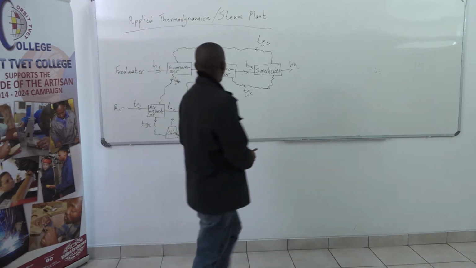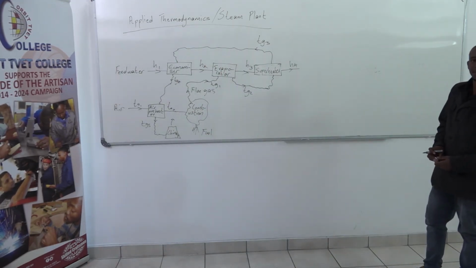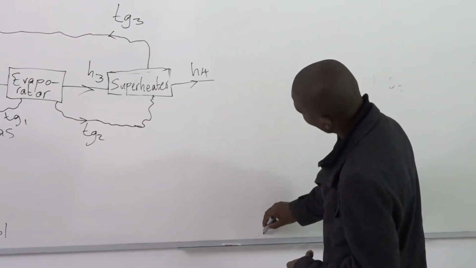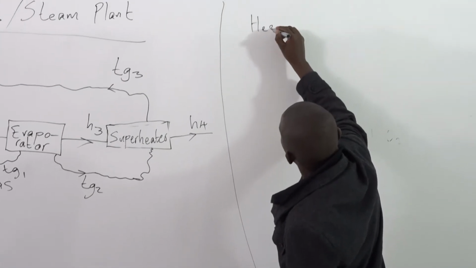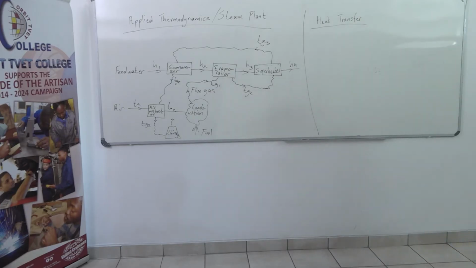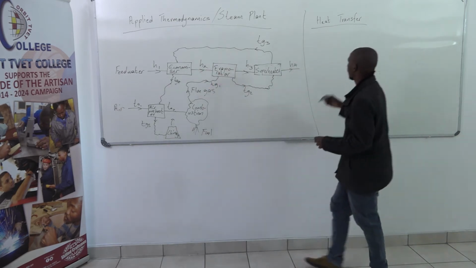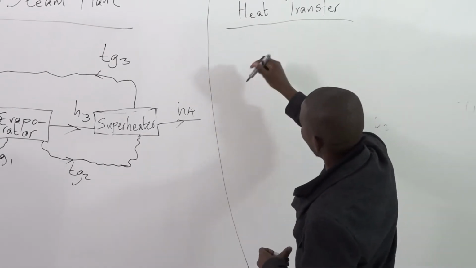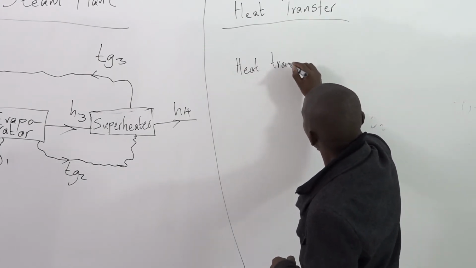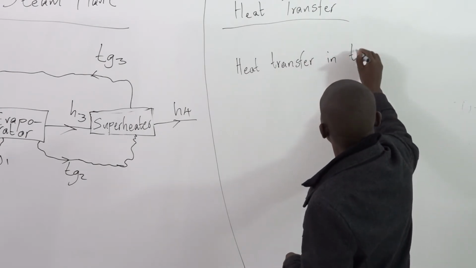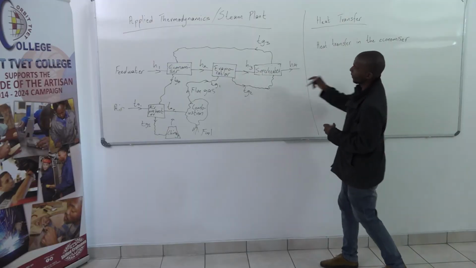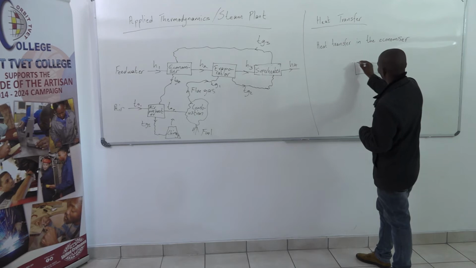And now, after this diagram, we'll be doing some calculations on the heat transfer in the various components of our plant. Heat transfer in those components, like the economizer, for instance. Heat transfer in the economizer. I'll only draw the economizer in this case. We'll be having our economizer.